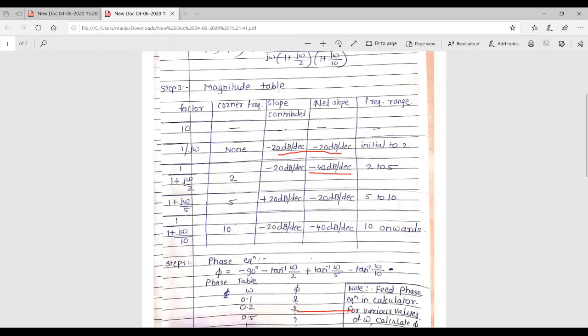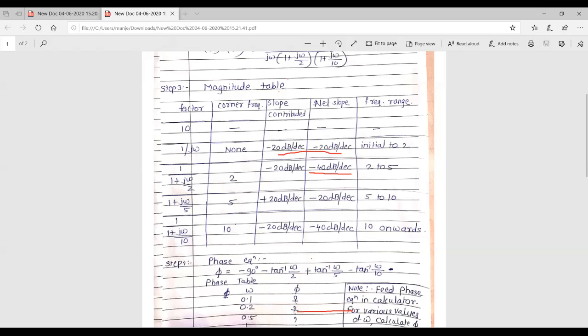Okay. And last is the frequency range. This doesn't have a frequency range. It is for all the frequencies. 1 by j omega. The effect of this factor is from what? Origin to the first corner frequency, right? Only this factor we are talking about. So the frequency range is initial to 2.